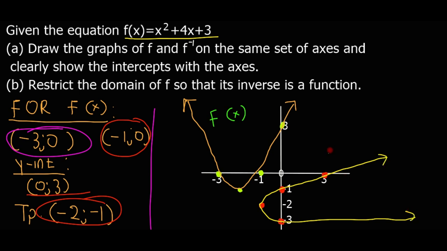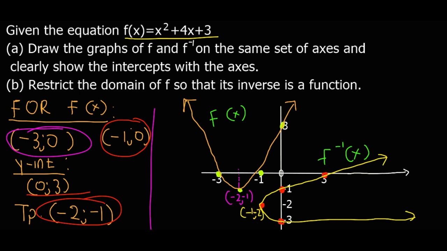So this is our inverse. So you can see that it's not difficult at all, because what is important is to interchange the coordinates. And then remember that when we show the intercepts with the axis, we must show this point. This point is negative 2 and negative 1. And then this one is negative 1 and negative 2.